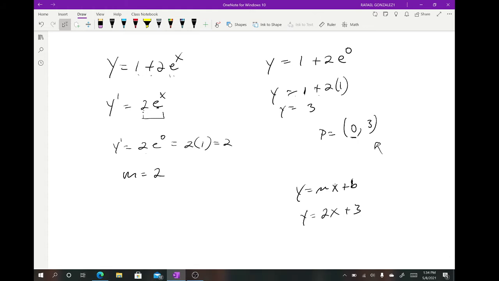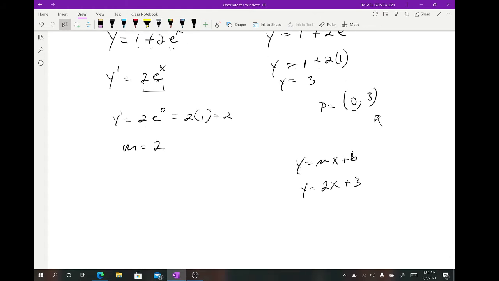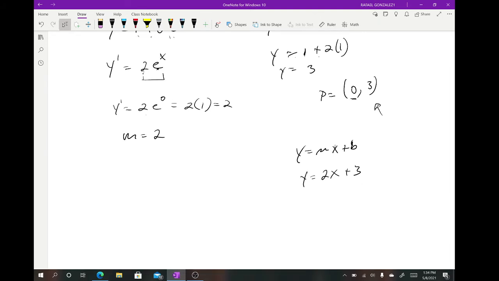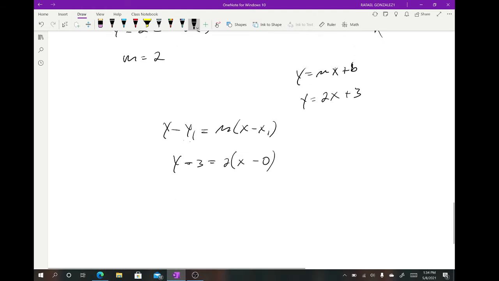But if you don't have the y-intercept, let's say this was like 1, 3 instead of 0, 3, then this will definitely be a little bit more challenging to use. So I always recommend using the point-slope formula, which is y minus y1 is equal to m times x minus x1. And if you do it, y1 here is 3, so y minus 3 is equal to 2 times x minus 0, because the x was 0. So you'll see that we get the same solution.